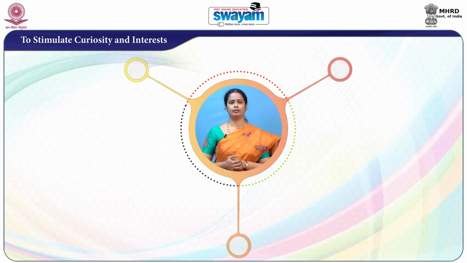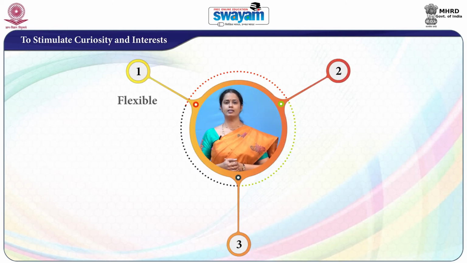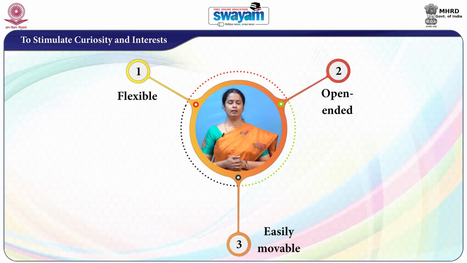And the third objective, to stimulate curiosity and interest. To promote curiosity and interest in a child, the materials that ought to be positioned should be flexible, open-ended. Here the open-ended means, for example, if it is a building block wherein a child can create a number of buildings, it becomes an open-ended material. And the third is that it should be easily movable.